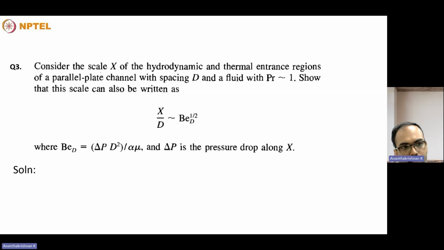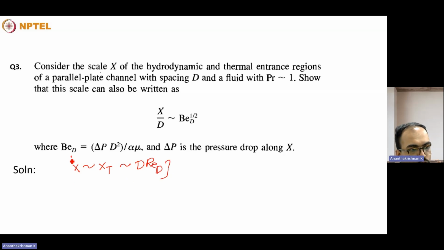Consider scale x of the hydrodynamic and thermal entrance region of a parallel plate channel with spacing d and a fluid with Prandtl number equal to 1. We have to show that the scale can be written in the form of x by d of the Bejan number raised to 1 by 2. So it's a hydrodynamic entry length problem. For this case, we can write the hydrodynamic entry length is of the order of the thermal entry length. It could be written as the diameter multiplied by the Reynolds number.